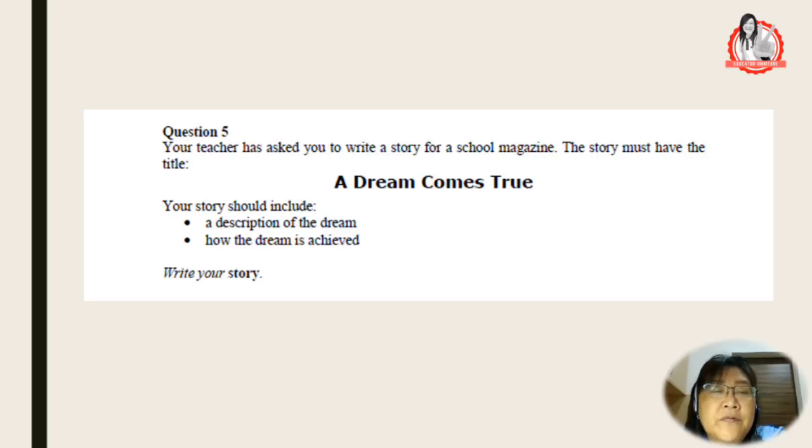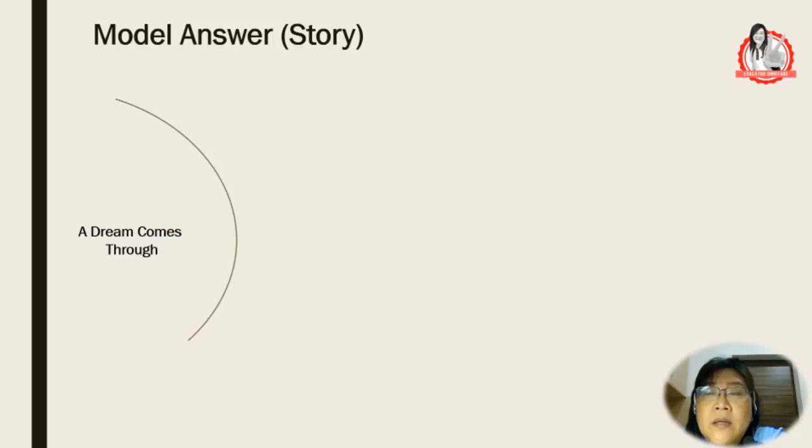Now for question 5, this is another option. Your teacher has asked you to write a story for a school magazine. The story must have the title A Dream Comes True. Your story should include a description of the dream and how the dream is achieved. Write your story. So let's look at the answer.